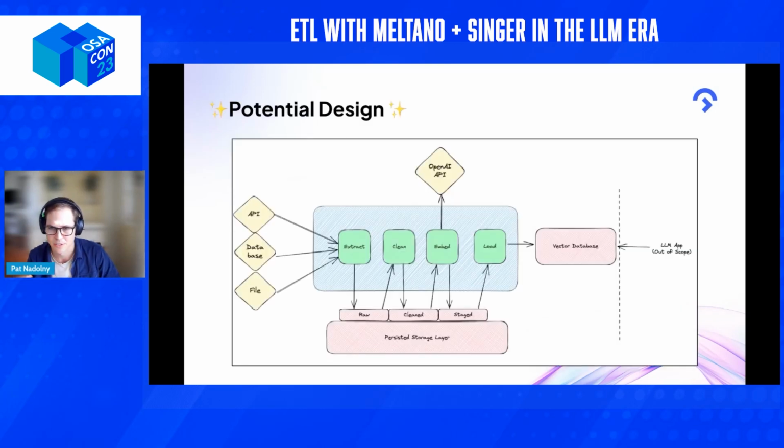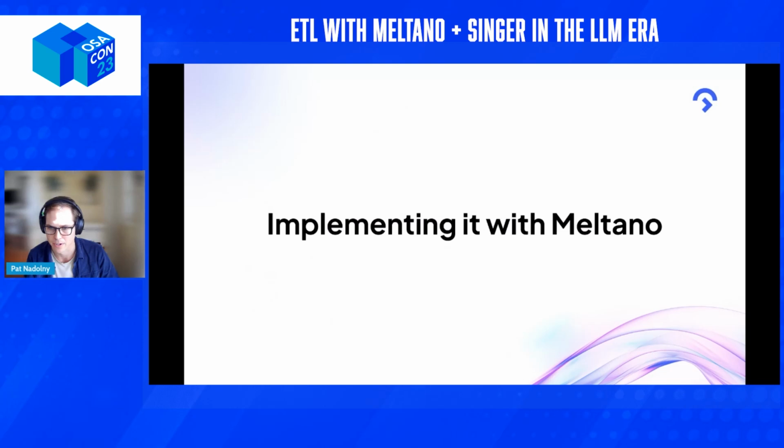So I came up with this potential design from a high level of how you would build this. You can see from the left, we're extracting data from our sources. We're cleaning it. We're embedding it using OpenAI's API. We're loading it into a vector database. And all along the way, we're persisting this data in a decoupled way so that we can rerun pieces if we need to. And then all the way to the right is the LLM app, the chat interface. And I'm calling that out of scope for right now when we think about it from a data engineering perspective.